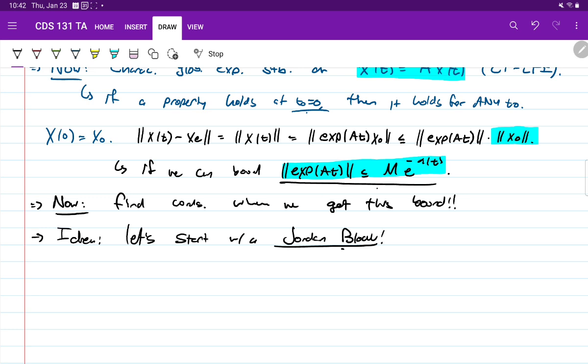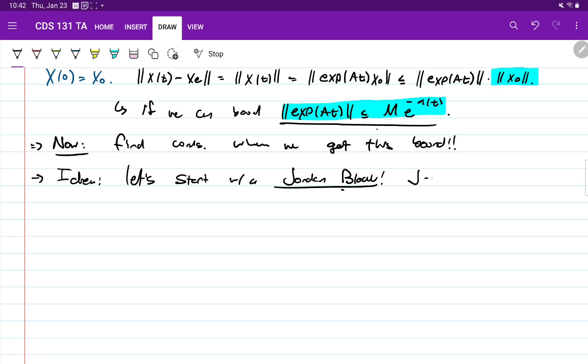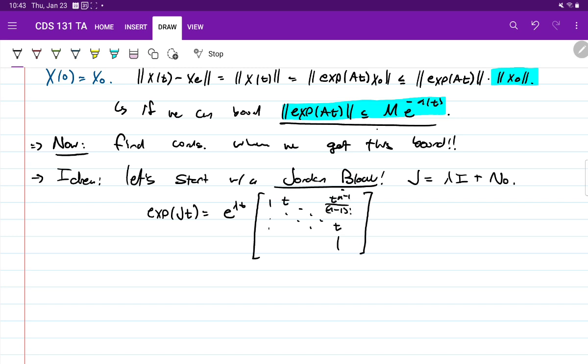Okay? So what I'm going to do now is try to compute an upper bound on the norm of exp of Jt, where J equals lambda I plus N naught. Remember N naught is the matrix which has zeros everywhere, but on the super diagonal, where it has a bunch of ones. Just as a quick reminder, exp of Jt is equal to e to the lambda t times 1s, t's, and this pattern continues all the way until we get t to the n minus 1 over n minus 1 factorial, all the way up here, and then there's zeros everywhere else.